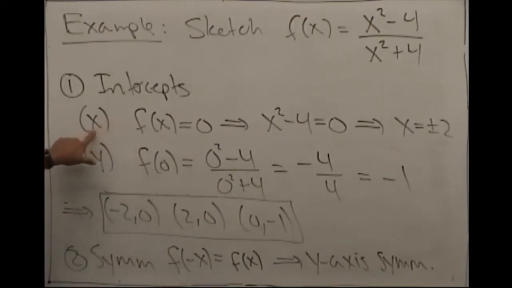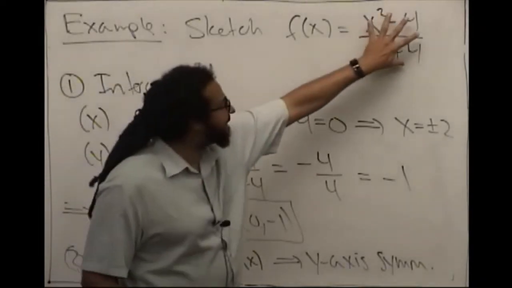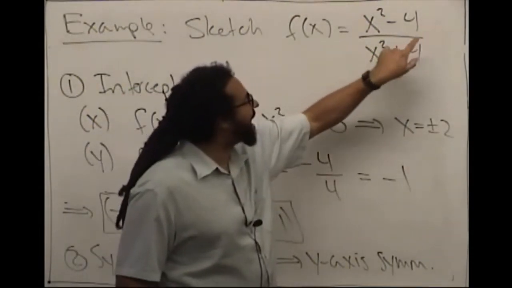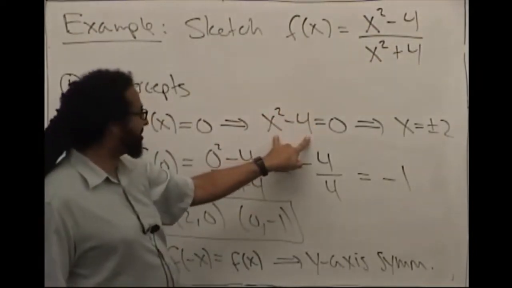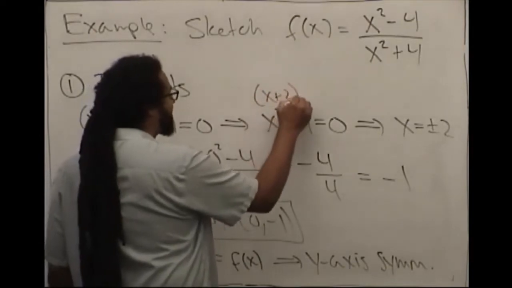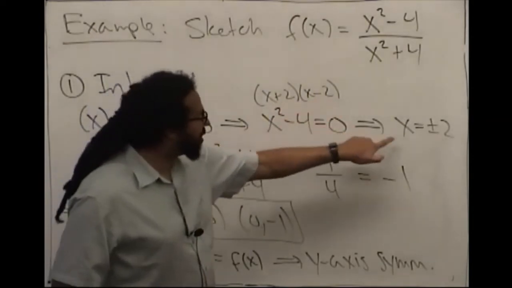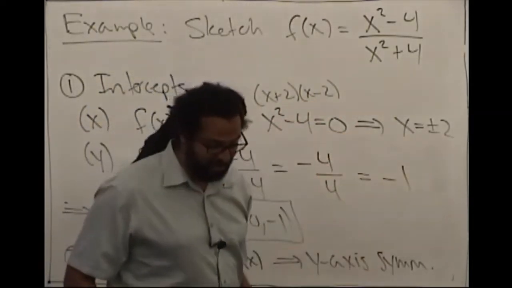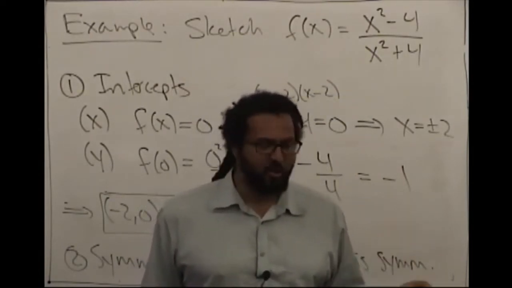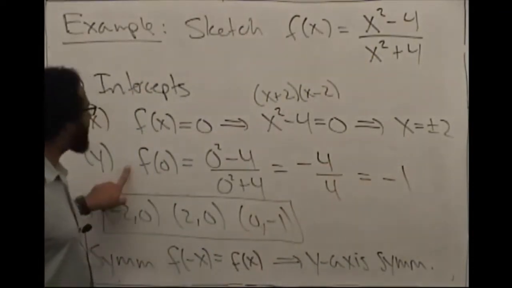Remember, the x-intercepts are where the function is equal to 0. So you set this equal to 0 and solve for x. The fraction is equal to 0 whenever the numerator is equal to 0. You can factor this as x plus 2 times x minus 2. If this is equal to 0, then x is equal to plus or minus 2. So real easy, we've got 2 points on the graph, (2, 0) and (negative 2, 0), the two x-intercepts. What about the y-intercept?